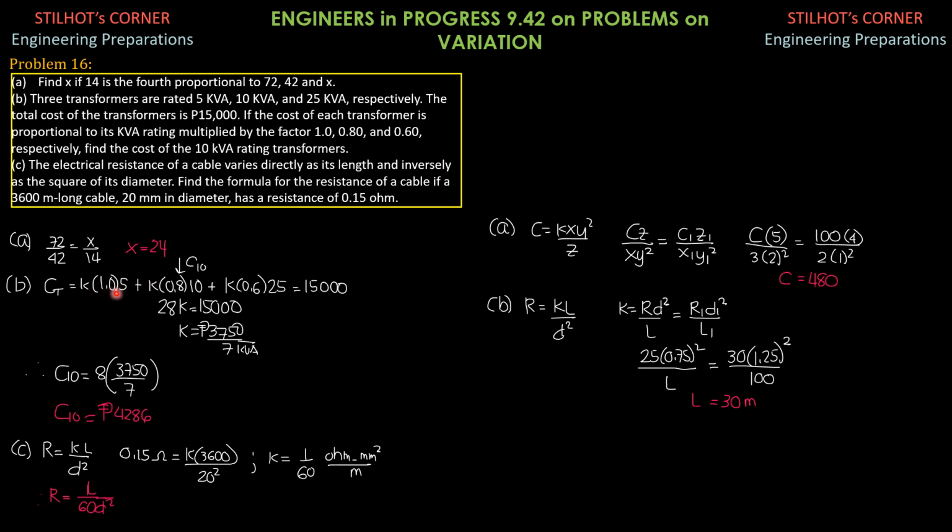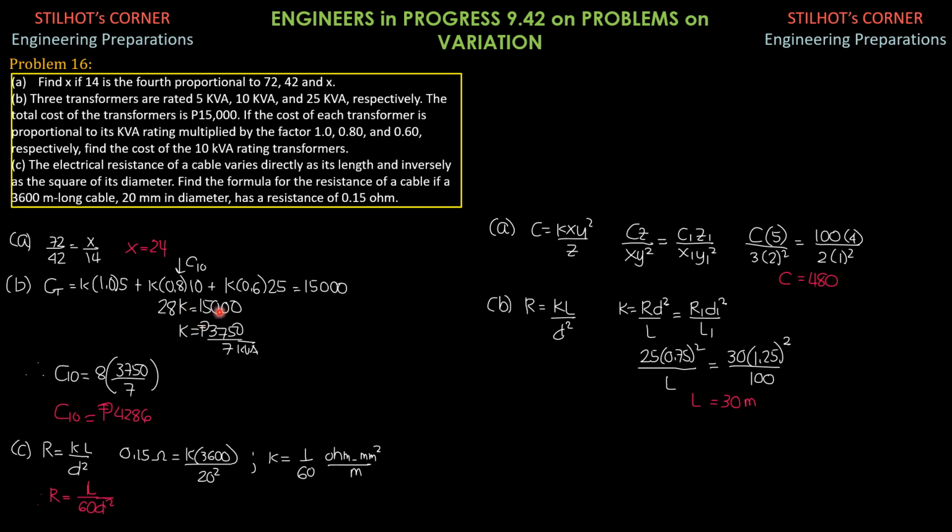This is the cost of the 5 kVA rating. This is the cost of the 10 kVA rating, which is a constant of proportionality, the factor 0.8 as mentioned here, then its kVA rating, which is 10. Then plus the cost of the 25 kVA transformer, which is the constant of proportionality, factor 0.6 times its kVA rating 25. So simplifying, this is 5K plus 8K, so 13K, plus 15K, so 28K equals 15,000 pesos.